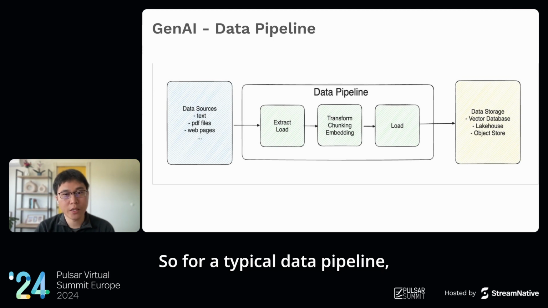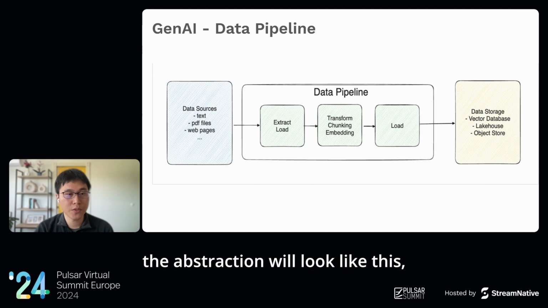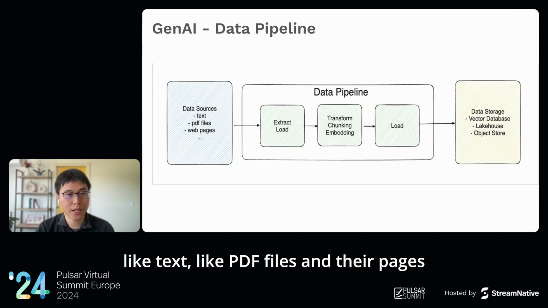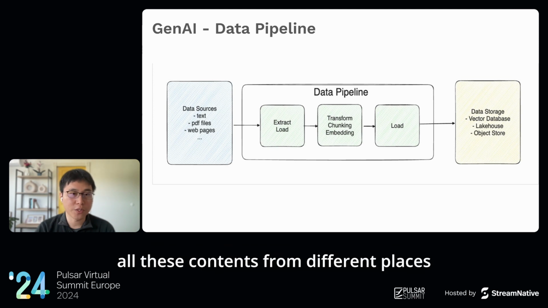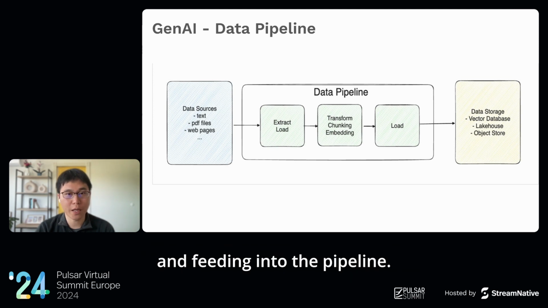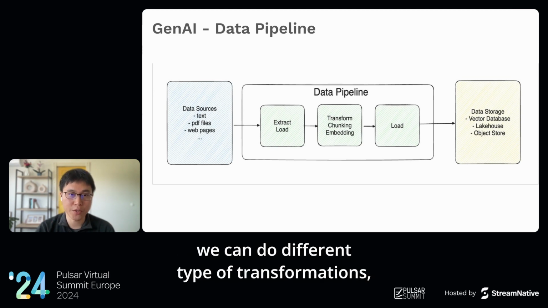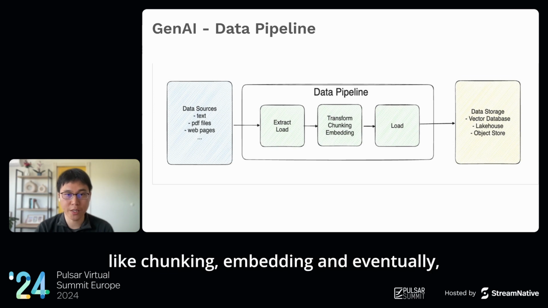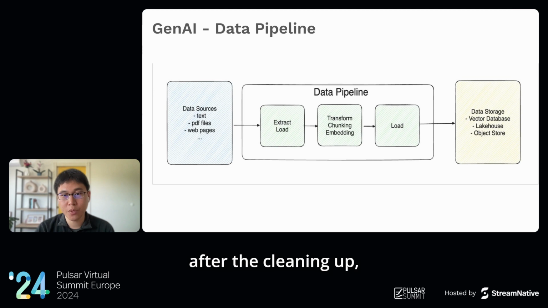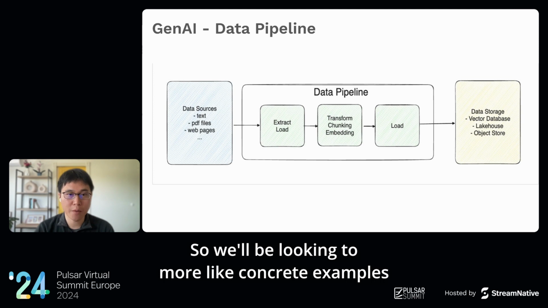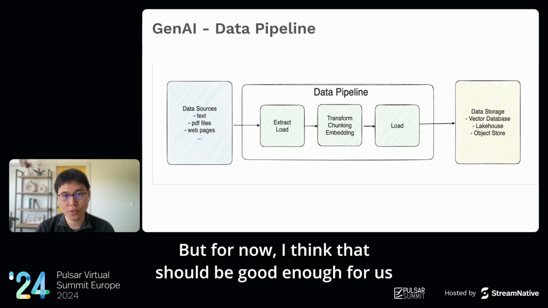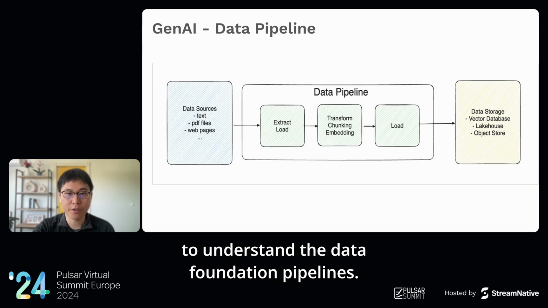For a typical data pipeline, the abstraction looks like this. From heterogeneous data sources like text, PDF files and web pages, there will be an extract and load phase, which basically gathers all this content from different places and feeds it into the pipeline. And once it's in the pipeline, we can do many different types of transformations, as previously mentioned, chunking, embedding, and eventually after the cleaning up, we can load it into different data storage systems. We will look at more concrete examples in the following, but for now, I think that should be good enough for us to understand the data foundation pipelines.